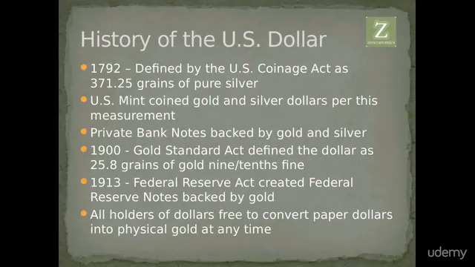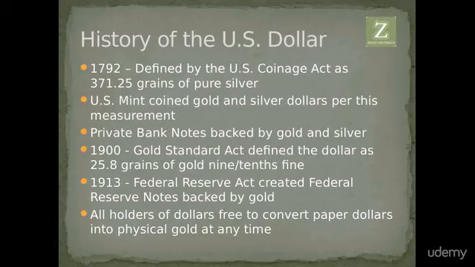The Coinage Act created the US Mint, which began to mint both silver and gold coins based on this measurement. Private banks issued paper money 100% redeemable in precious metals during this time period as well. All transactions were settled in gold and silver coins and the private banknotes backed by gold and silver. There were experiments with central banking and a national banking system over the course of the next 100 years or so, but both gold and silver were used as money during this time period.